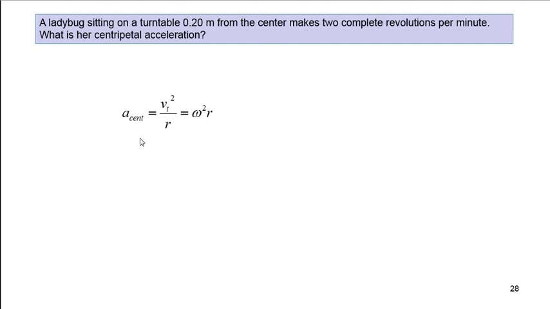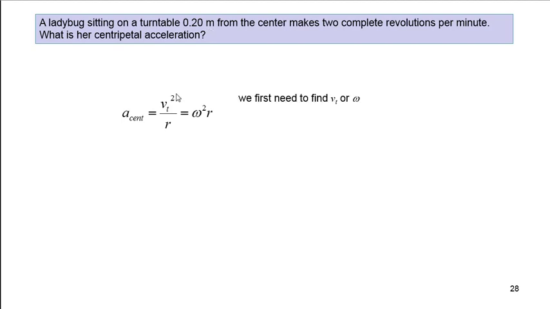Okay, so I'm trying to solve for my centripetal acceleration, and I have this formula here that lets me solve for my centripetal acceleration if I know my tangential velocity and the radius of the circle I'm making, or if I know my angular velocity and the radius of the circle that I'm making. Well, this ladybug is going to make a circle that has a radius of 0.2 meters.